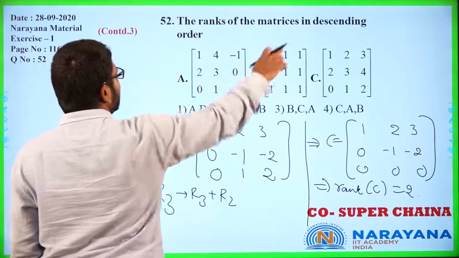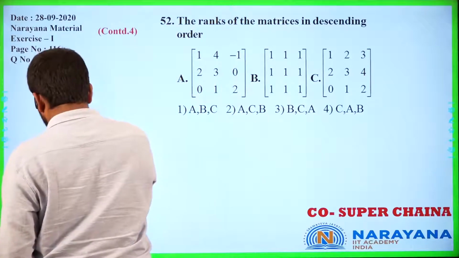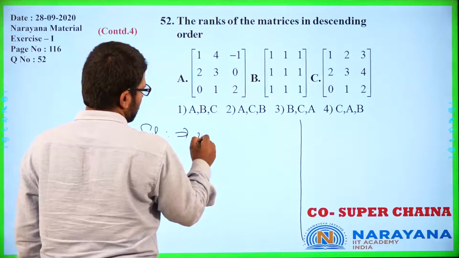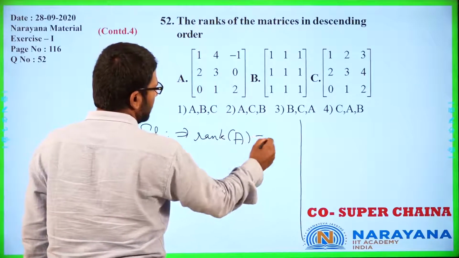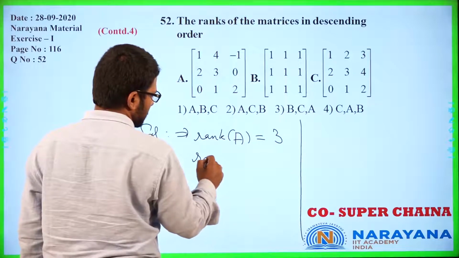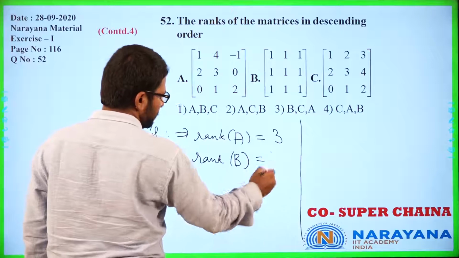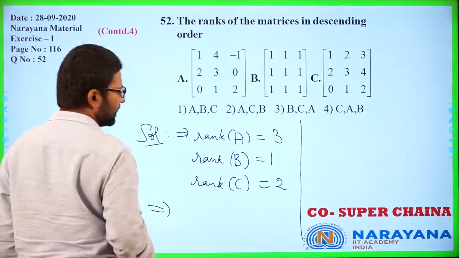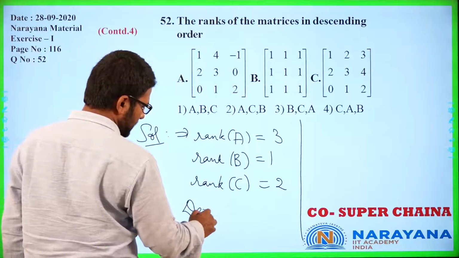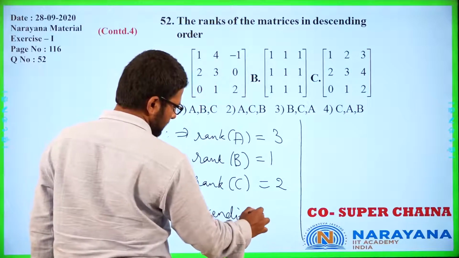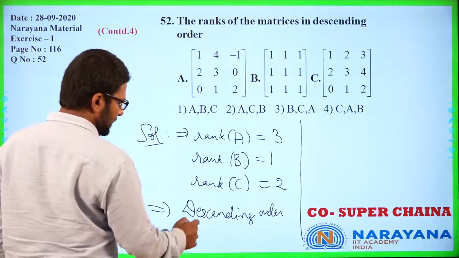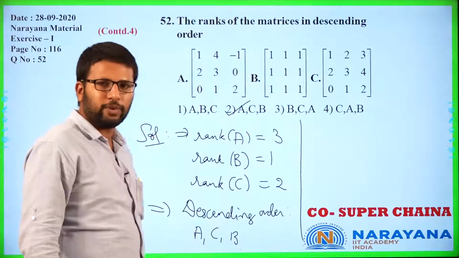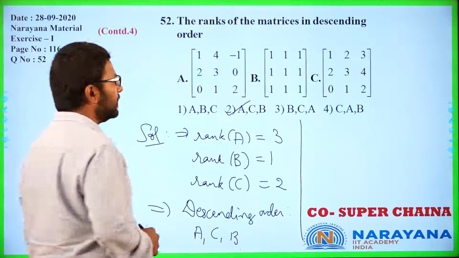So in conclusion, we need to apply this in descending order, no? So in conclusion, rank of A is 3, rank of B is 1, rank of C is 2, which means in descending order we have A, C and B. A, C and B, option number 2. Yes, shall we proceed? Alright, let's do that.